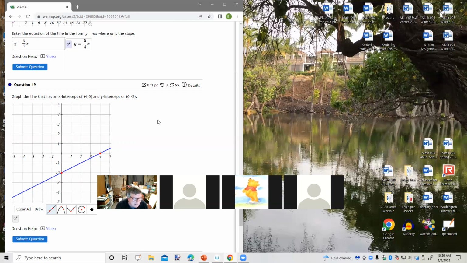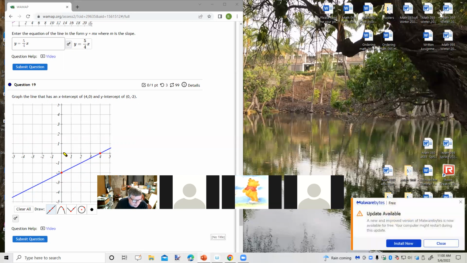Now let's go back. What's the equation of this line? Well, I know that B is -2. What's the slope? Well, look at the scale. Everything's in 1. So we're going to go up 2 and over 4. So it's 2/4 or 1/2. So it'd be y equals 1/2 x minus 2.